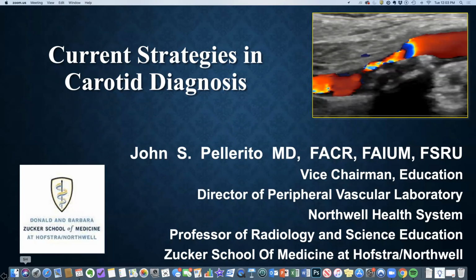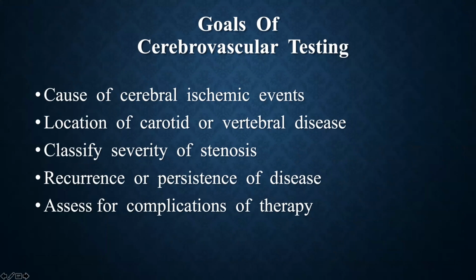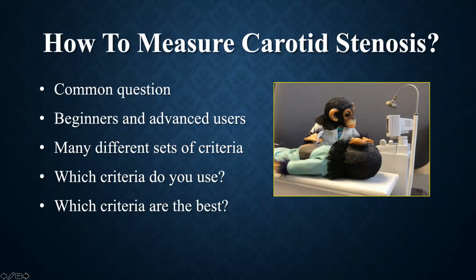So what I'd like to do is talk a little bit about our method of scanning the carotid arteries. We'll start out with our goals of cerebrovascular testing. With carotid studies, we like to define the cause of cerebral ischemic events, identify the location of carotid or vertebral disease, classify the severity of stenosis, try to determine if there's recurrence or persistence of disease, and assess for complications of therapy.